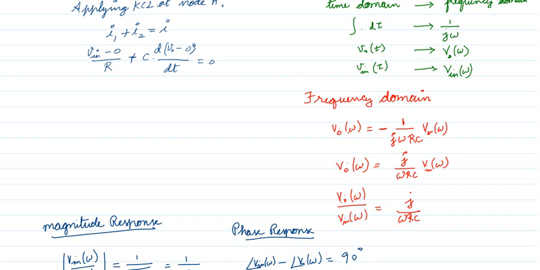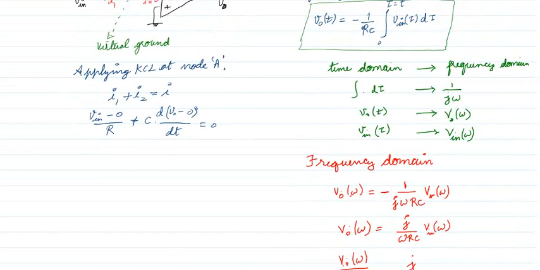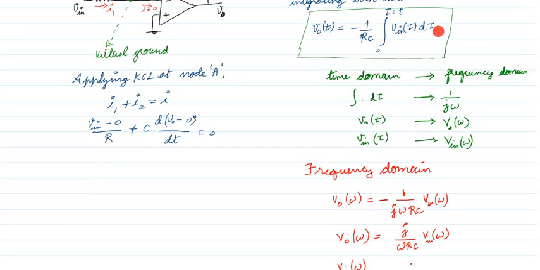Okay. Now, if you look at this, this is the time domain expression. I have converted it into the frequency domain. Instead of integration, I just have to put 1 by j omega. And I have changed v naught of t to v naught of omega. V in of tau, because of integration I changed it to tau, right? V in of t to v in of omega.